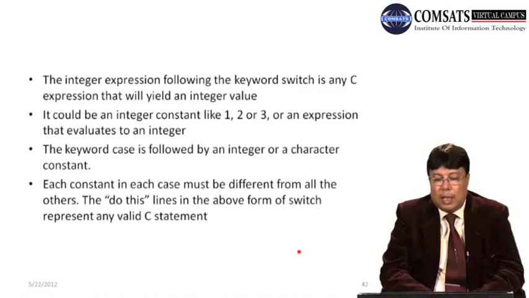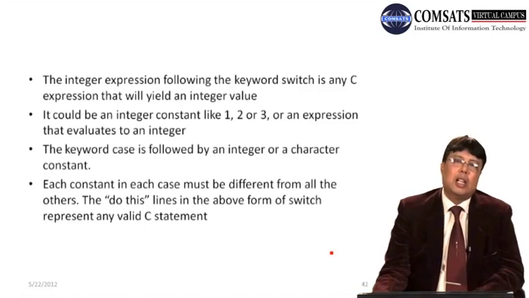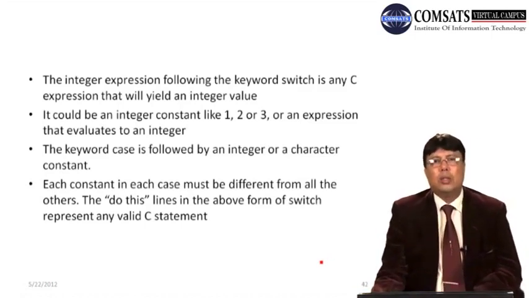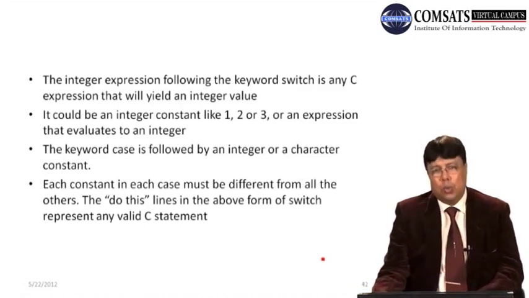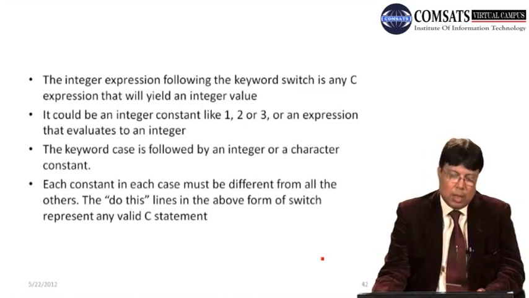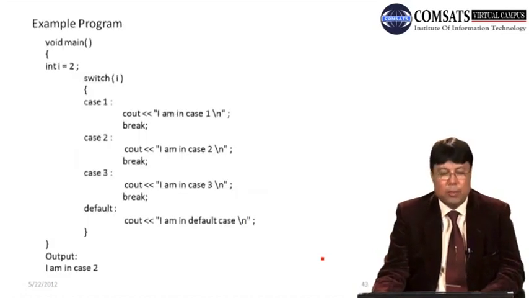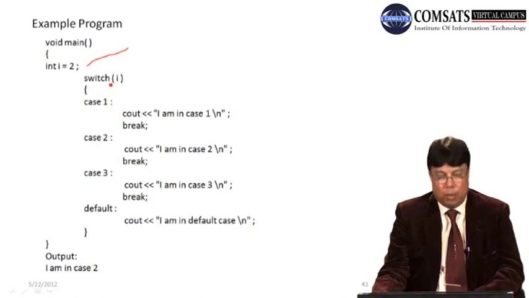The do this lines in the above form of switch represent any valid C statement. जो हमने do this लिखा है, do this, do this, do this, you can use any valid C statements to perform do this. So this is an example. I is equal to 2, switch I. You can read the value of I from the keyboard. Then you can put a test. Case 1, any value. If I is equal to 1, cout I am in case 1.